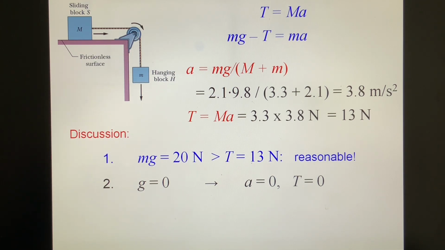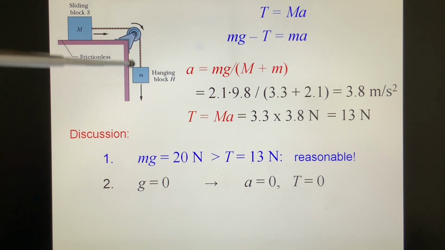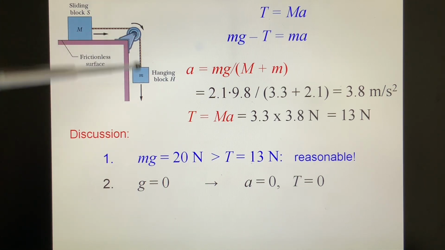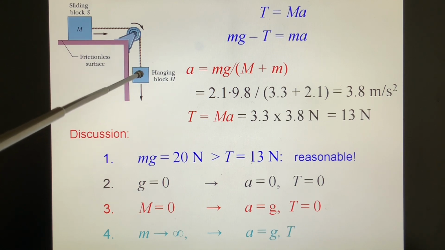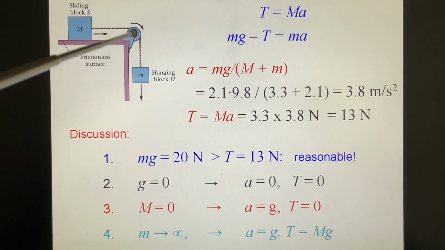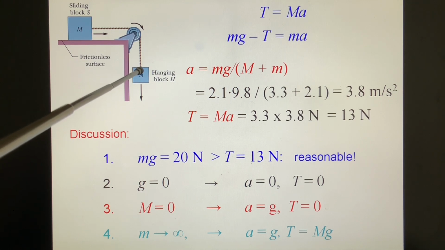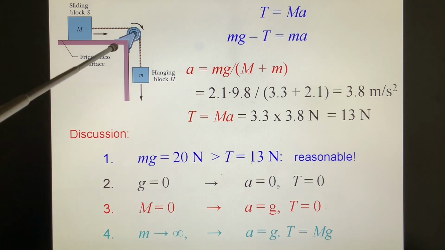Suppose g equals 0. Then a is 0 and T is 0. That's right. Without gravity, you don't have a weight, you don't have a force to go. Third, if m equals 0, then this acceleration must be g, free fall. The a equals g and T equals 0 because it's free. Fourth, if this is infinity, or this is nothing, we go free, a equals g and T equals ma.